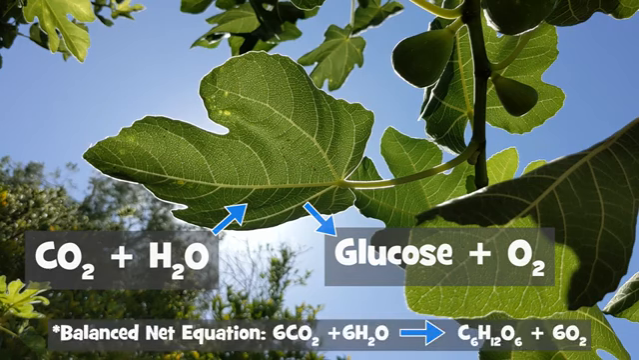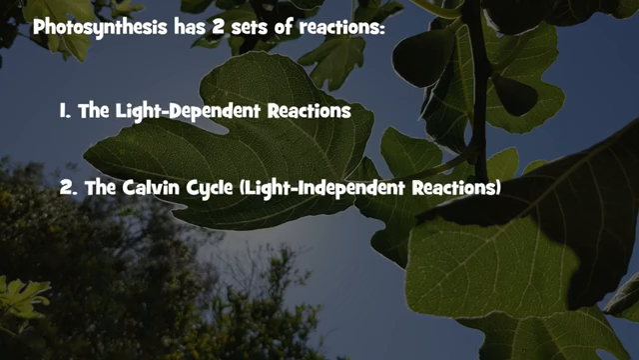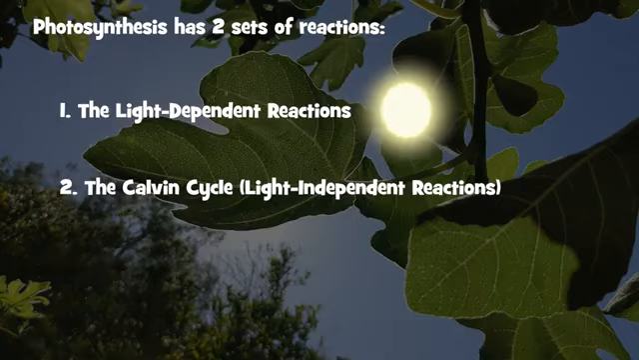Photosynthesis can be divided into two sets of reactions. One, the light-dependent reactions, and two, the Calvin cycle. The light-dependent reactions, as you might have guessed, depend on light. To understand how these work, let's zoom in on a leaf so we can see them happen.